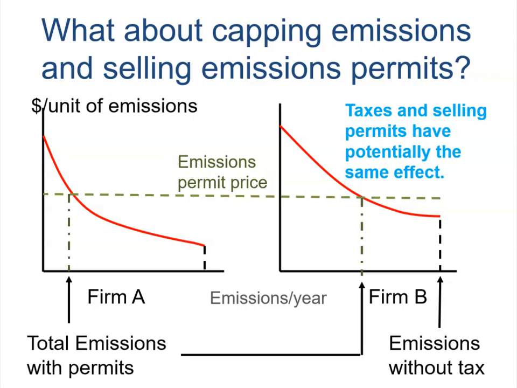In practice, they're a little bit different because when you issue a certain number of permits, you know what total emissions are going to be. What you don't know is what they're going to sell for. In the previous case, when we looked at the Pigovian tax, you know what the tax rate is going to be because that's what you set, but you're unsure about how people are going to react to it. So, in principle, they're two sides of the same coin, but the choice may make some difference.